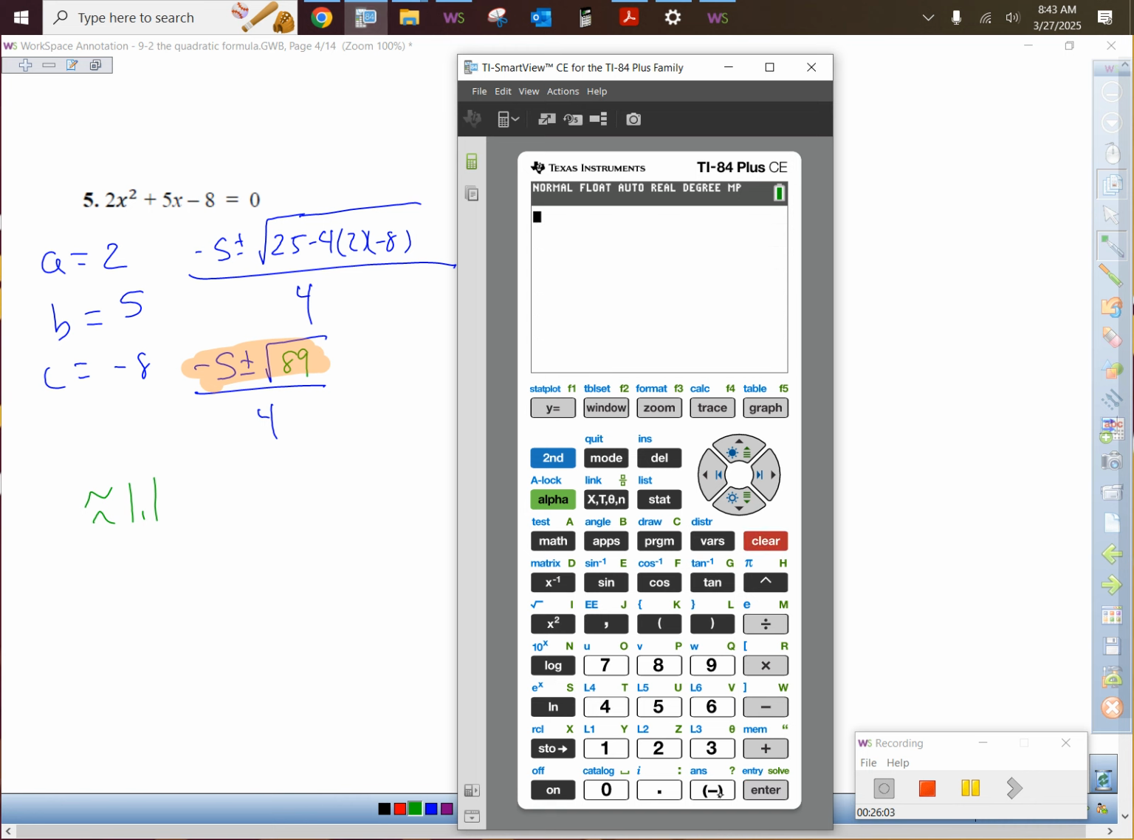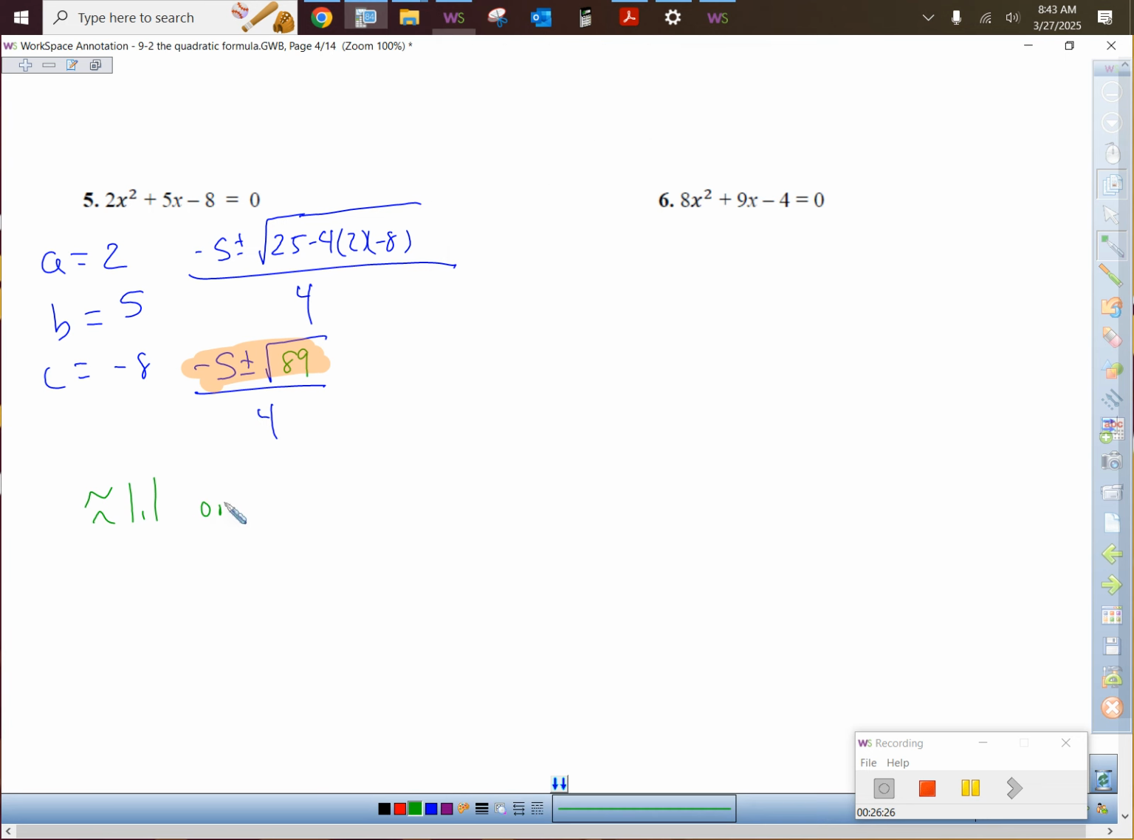Let's do negative 5 minus the square root of 89 and hit equals, baby. What do you have to do to that after you have hit equals? Divide by 4, or whatever that denominator is. In this case, it's 4. Did you get negative 3.6 if we round that to 1 decimal place? So there's 2 answers there.